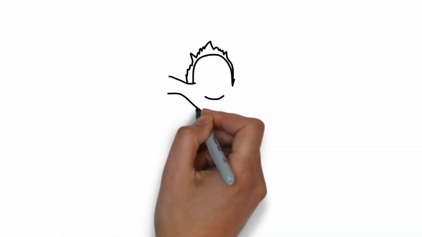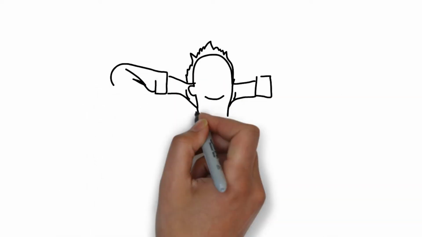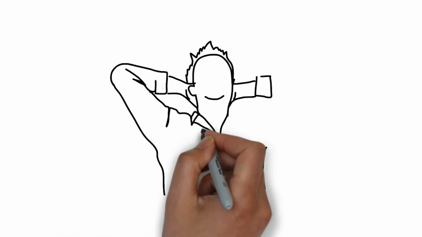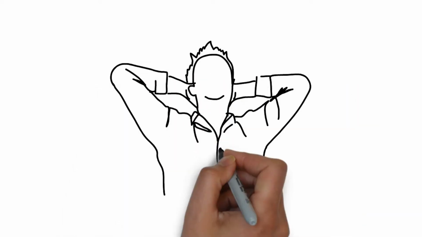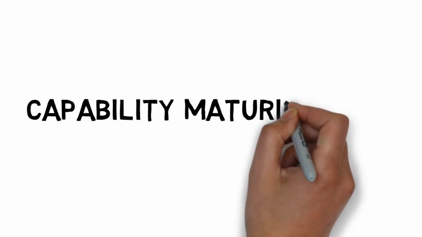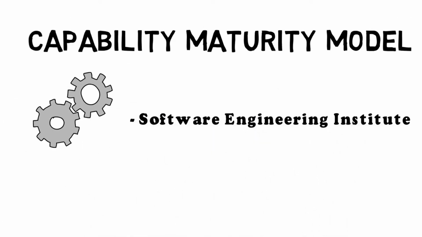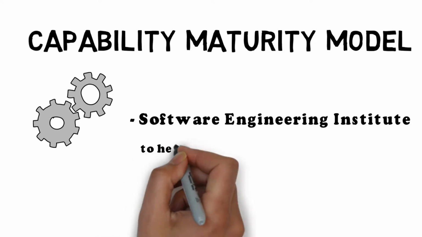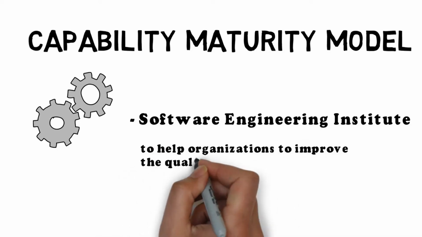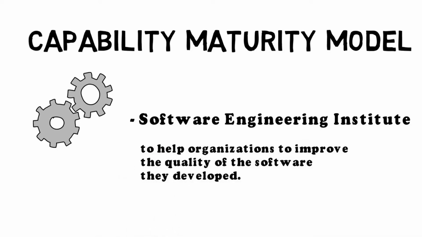Now you've learned about the software engineering risks which may help you as a future software engineer. But wait, we're not done yet. There's still more. Now let's tackle the Capability Maturity Model, also known as CMM. CMM was developed by the Software Engineering Institute. It aims to help organizations improve the quality of the software they develop.